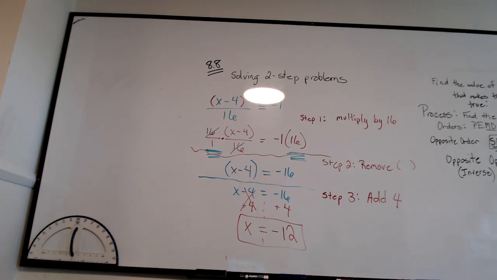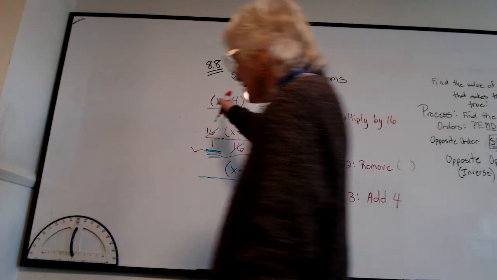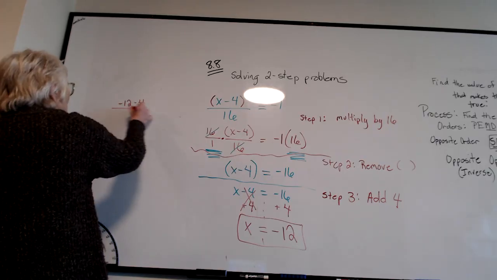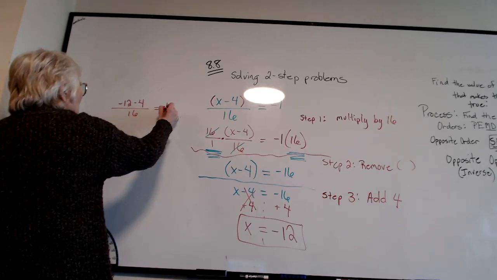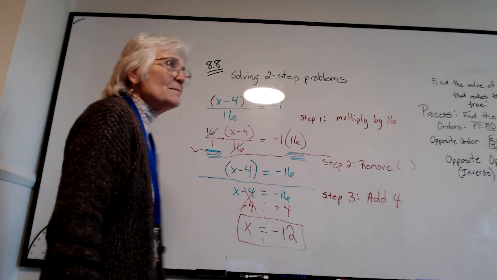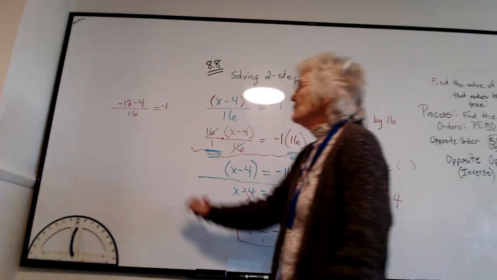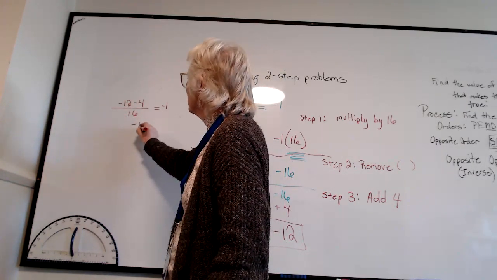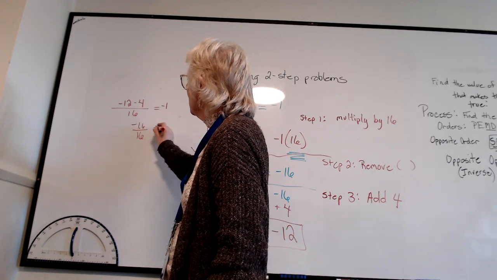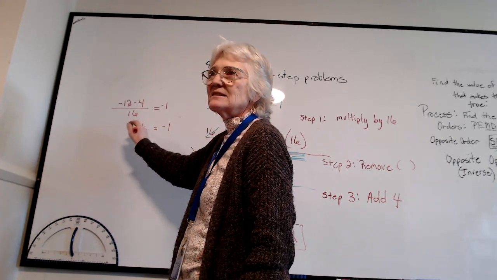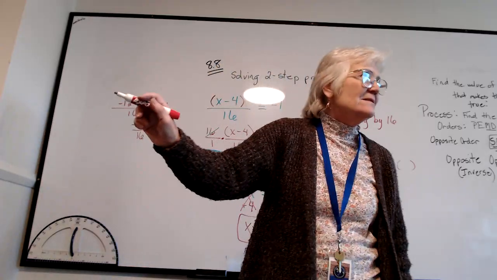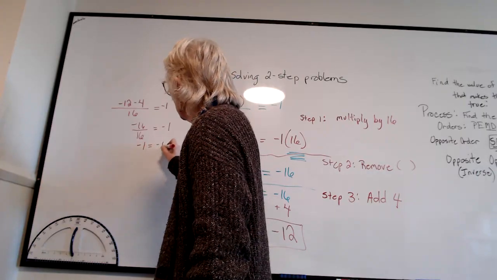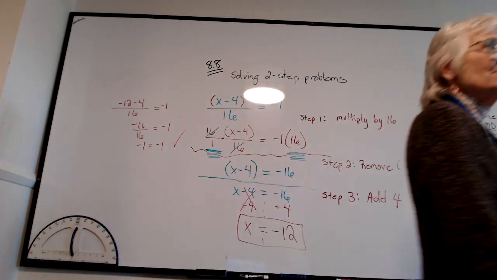Put it in for x. So up here I can go in and I say negative 12 minus 4 divided by 16 equals negative 1. Negative 12 minus 4, we do up on top first because that's like a parenthesis. It's negative 16 divided by 16 equals negative 1. 16 divided by 16 is 1. There's 1 negative, so the answer is going to be negative. So negative 1 equals negative 1. Check. Our answer was correct.